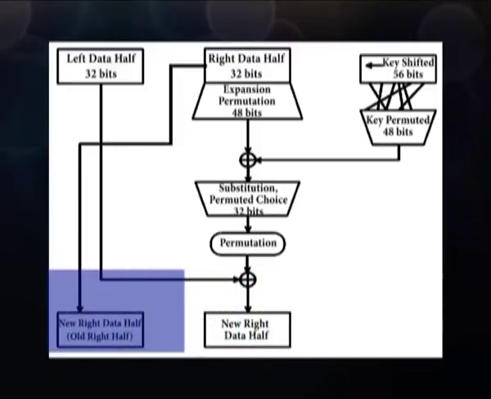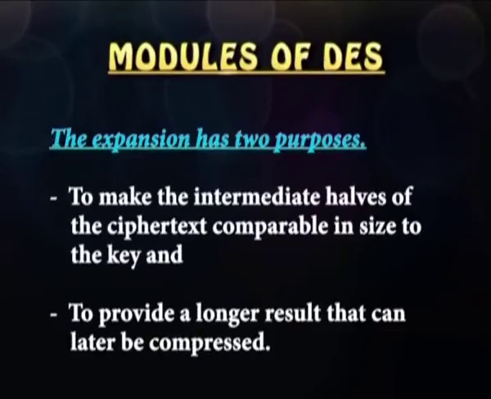Old right half now becomes new left half. Now, let us see how 32 bits are converted into 48 bits by expansion permutation. The expansion has two purposes. First, to make the intermediate half of the ciphertext comparable in size to the key, and second, to provide a longer result that can later be compressed.